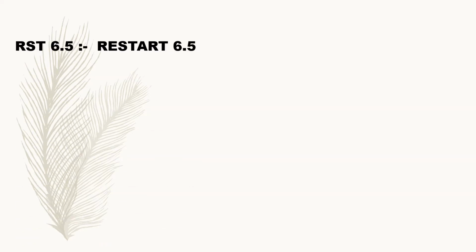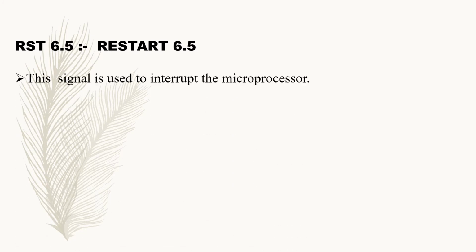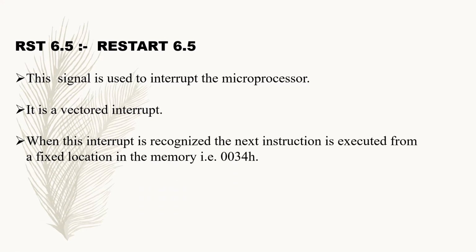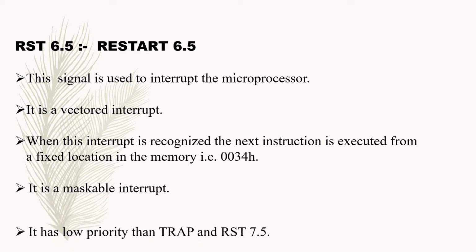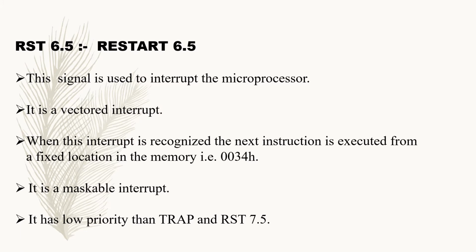Next we have RST 6.5. This signal again is used to interrupt the microprocessor. It is a vectored interrupt. When the interrupt is recognized, the instruction is executed from the fixed memory location 0034H. Again it is a maskable interrupt, and it has lower priority than TRAP and RST 7.5.